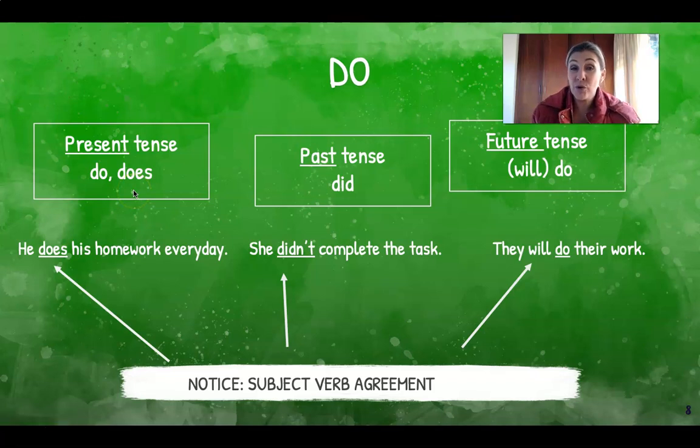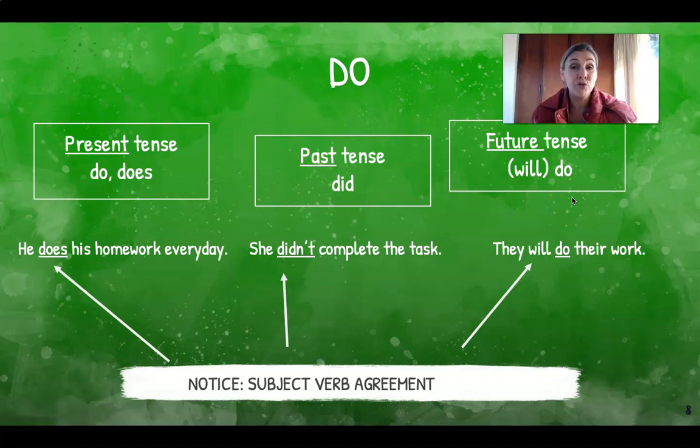He does his homework every day. I do my work every day. So you can use it in the present tense. You could use it in the past tense. So instead of saying I do my homework, I did my homework. Or in our example here, you could do it in the negative. She didn't complete the task. Okay, so that's in the past tense. Did, didn't, or did.